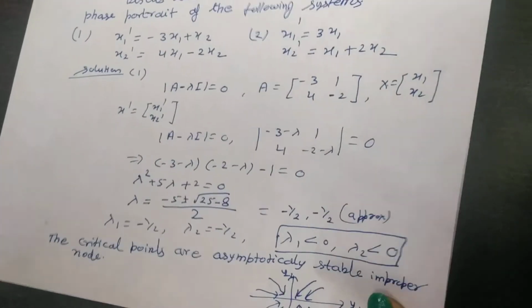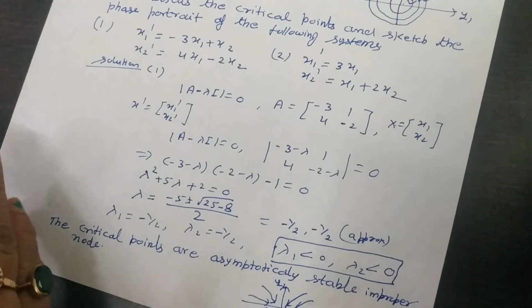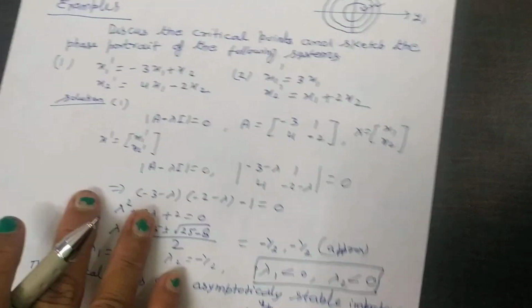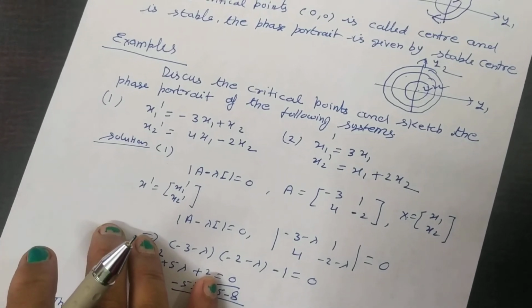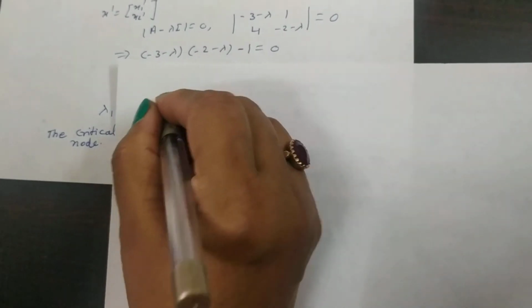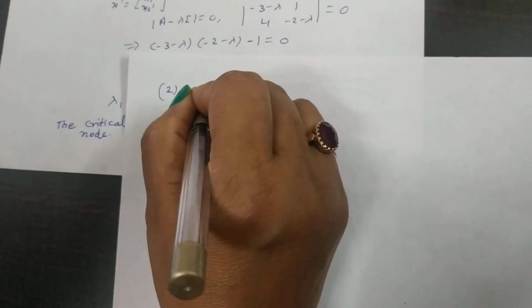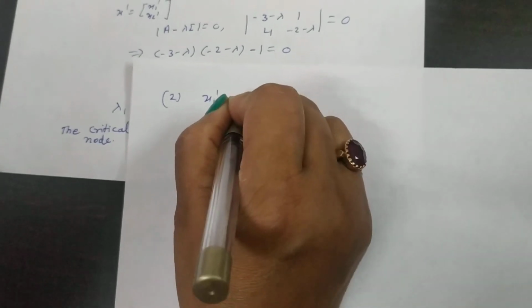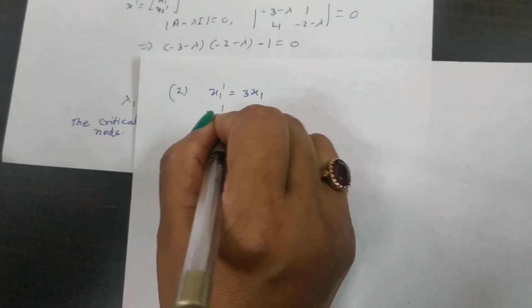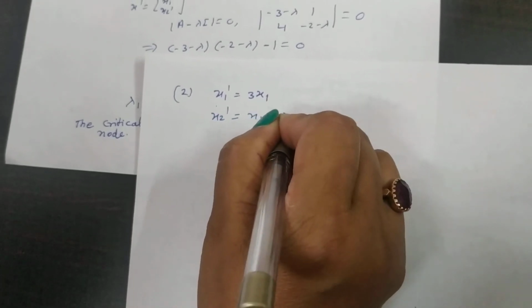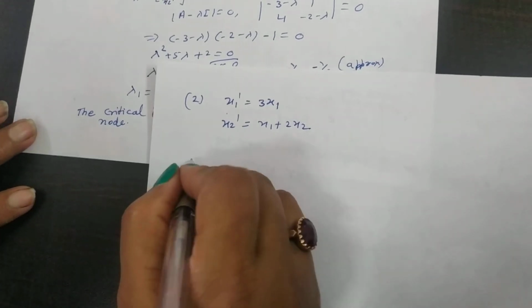Now similarly, from the next case I have defined for you, the next example is x1 dash equals 3 x1, and x2 dash is equal to x1 plus 2 x2.